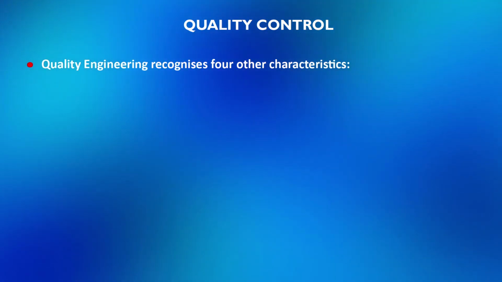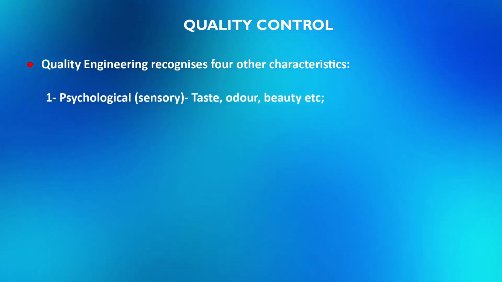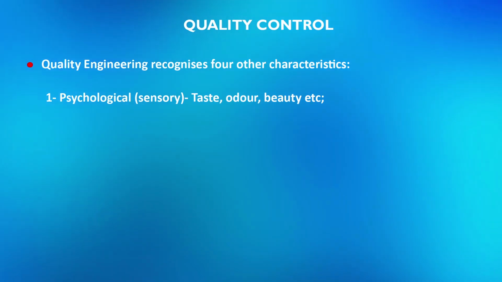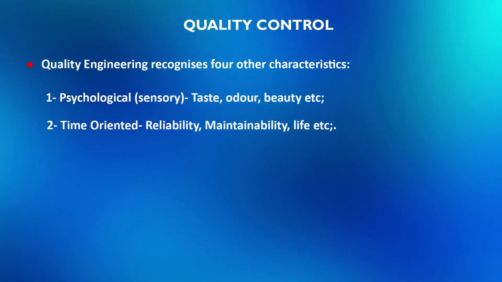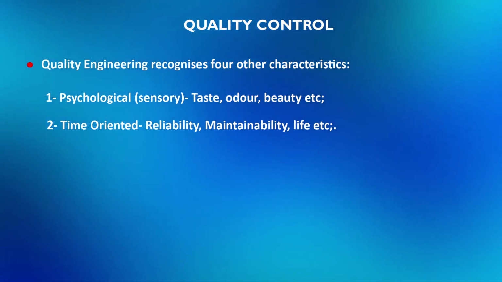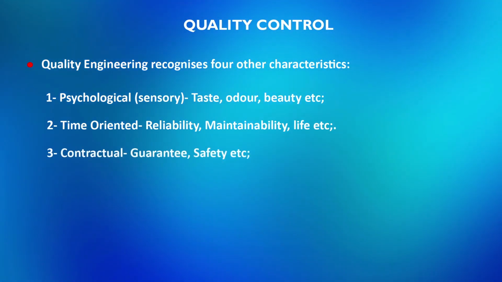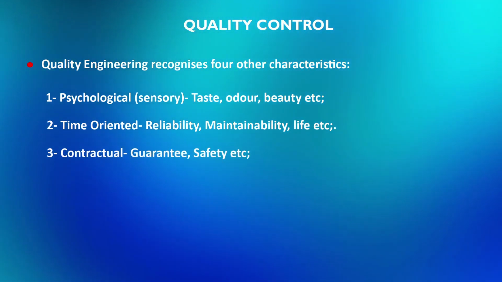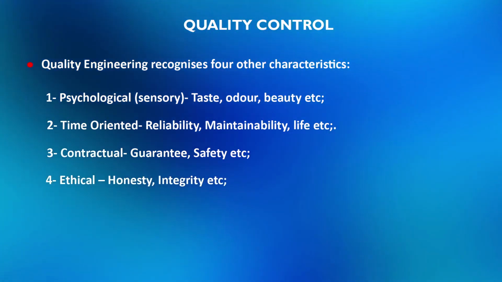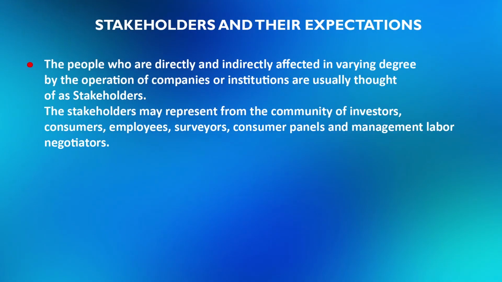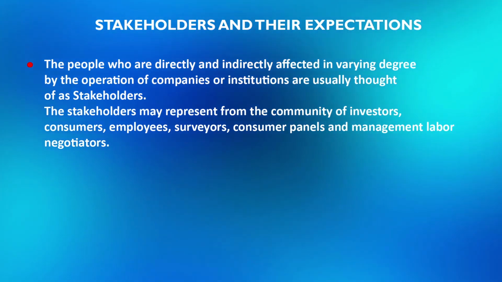Quality engineering recognizes 4 other characteristics: psychological, such as sensory, taste, odor and beauty, etc. Then second one is time oriented, such as reliability, maintainability and life, etc. Then contractual, such as guarantee, safety, etc. Ethical, such as honesty, integrity, etc.